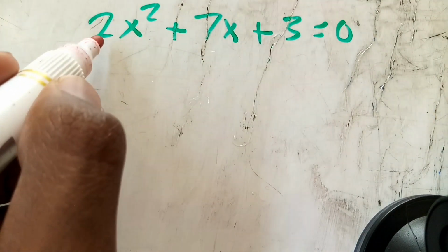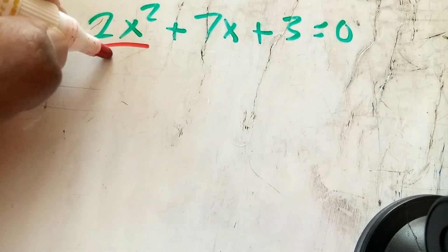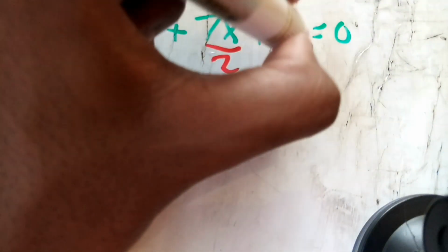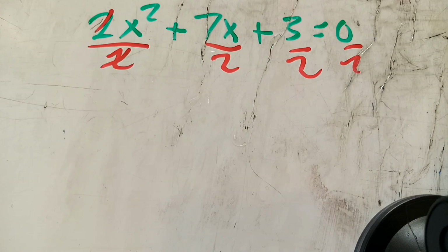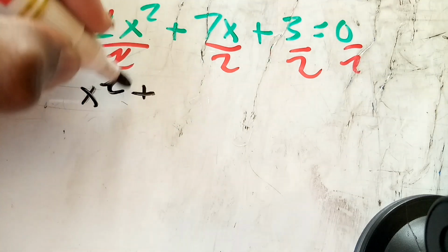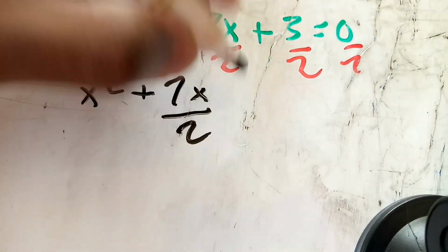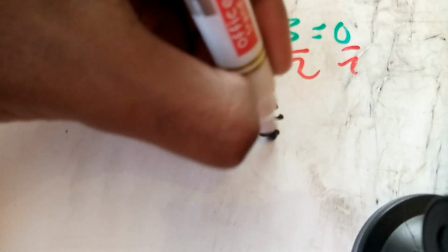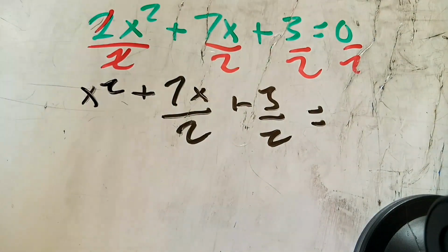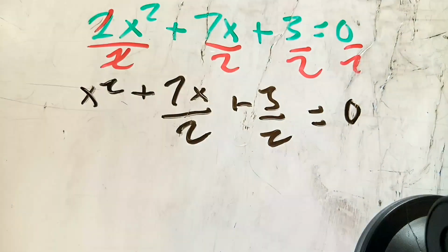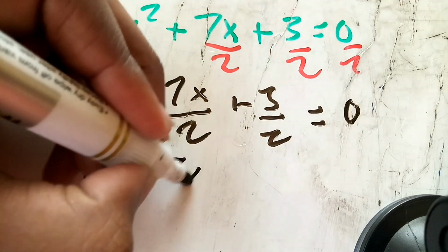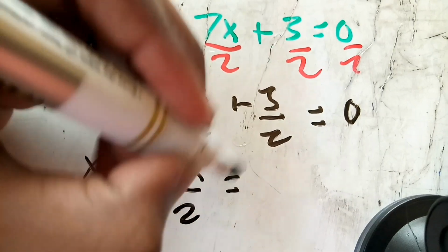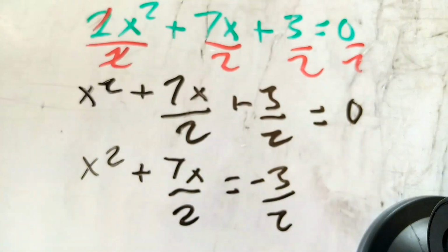So we have a 2 on the x squared. So we divide each side by 2. So this would cancel, and it's going to remain x^2 + 7x/2 + 3/2. If 0 is divided by any number, it's 0. So now it's going to be x^2 + 7x/2 = -3/2.